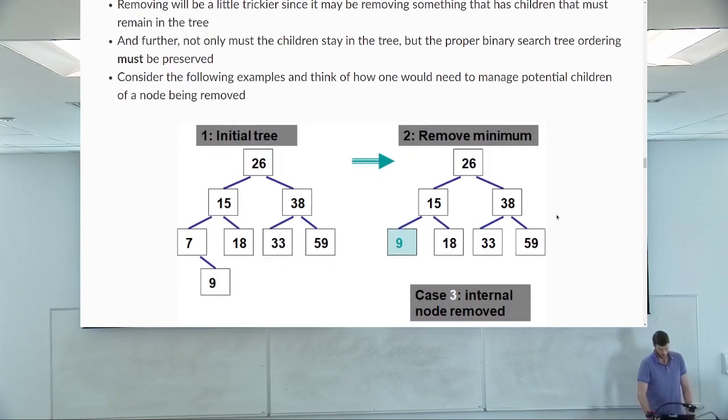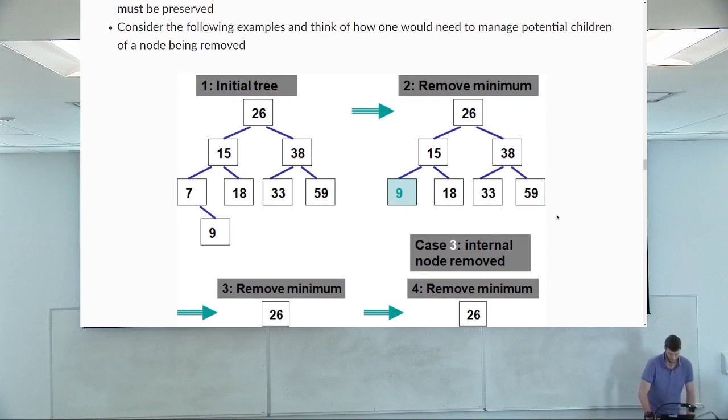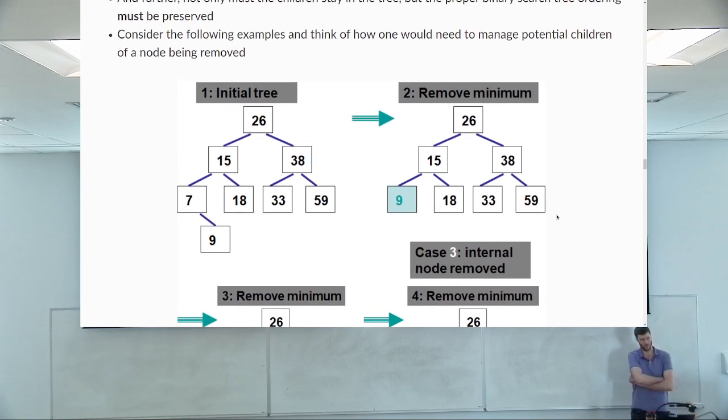Okay. If I were to remove 7 from that tree, 9 would be lost. But here's what I can do: in this particular example, it would be safe to put the 9 where the 7 was. Because we know 9 is less than 15.